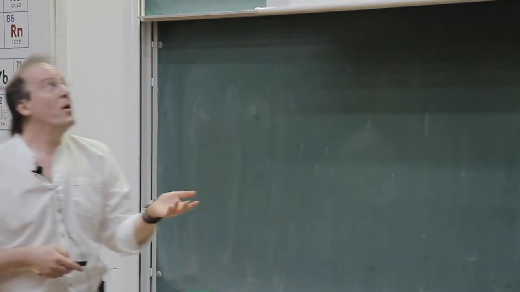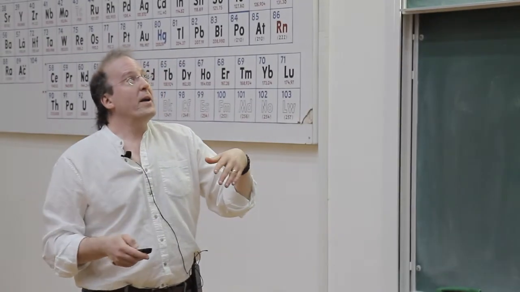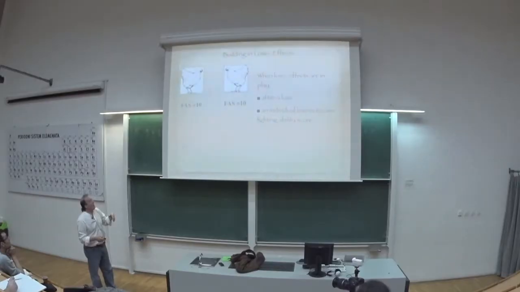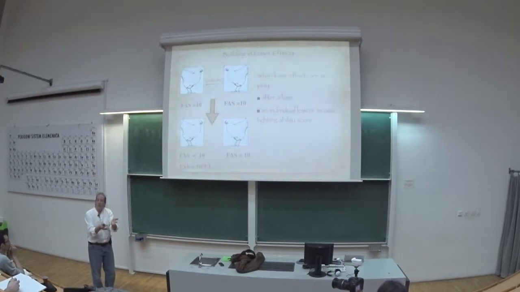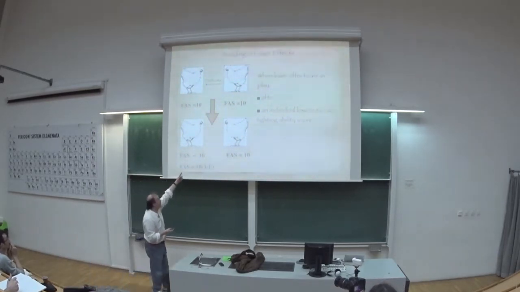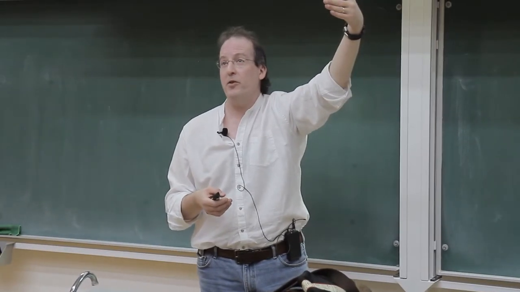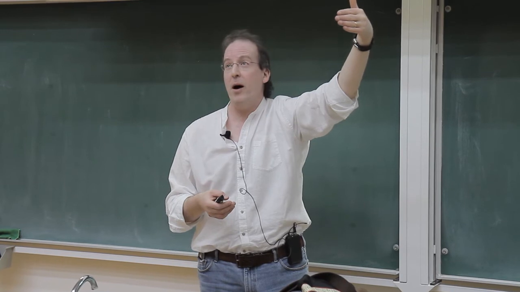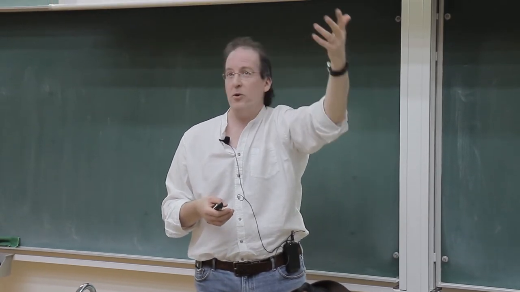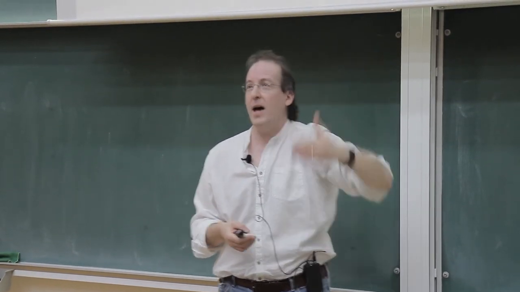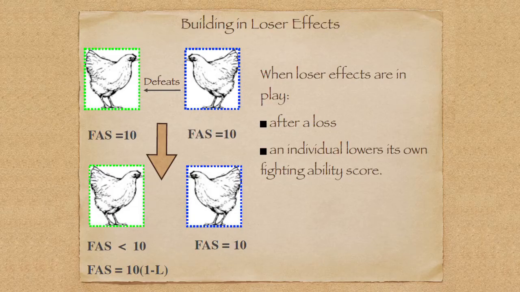And if I want to have winner and loser effects both in play, let me just go back here, I turn on the switch in the simulation that lets me do that. And if this happens, then the loser does this, and the winner would take its score and multiply it by 1 plus W. So I could put either of them on, or both of them on, or neither of the effects on. Any combination of them that I want.